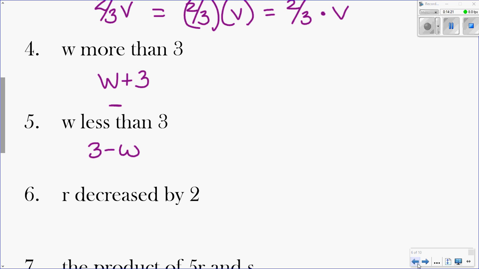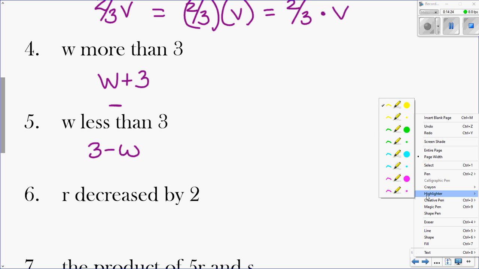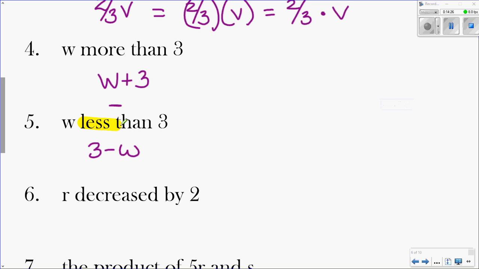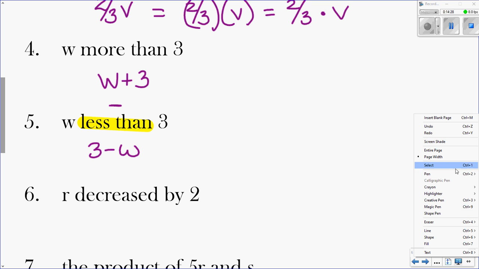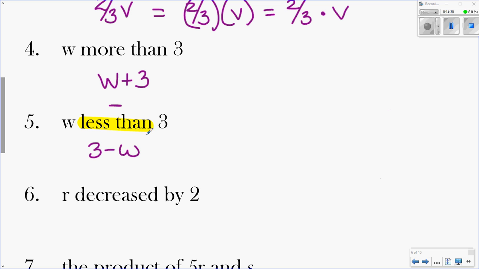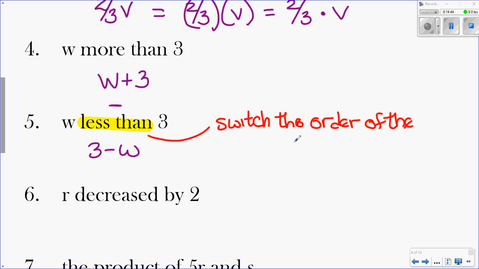So anytime you see this, that means switch the order of the terms. So this came first, but you know it's going to be behind because you're taking W away from 3.